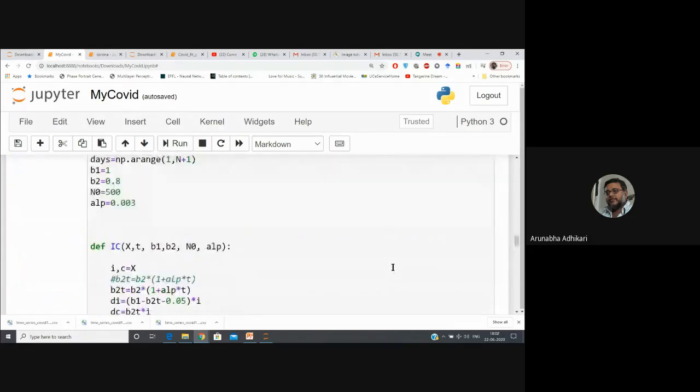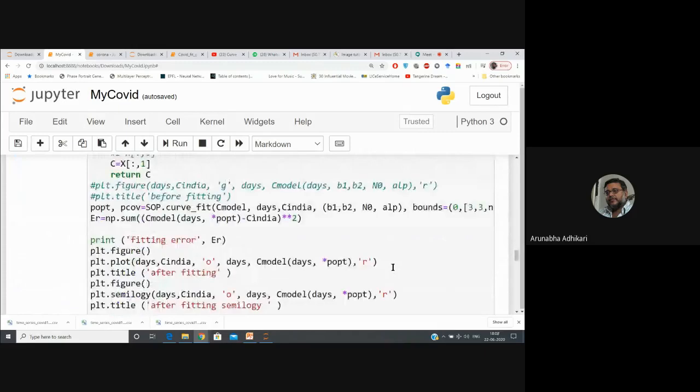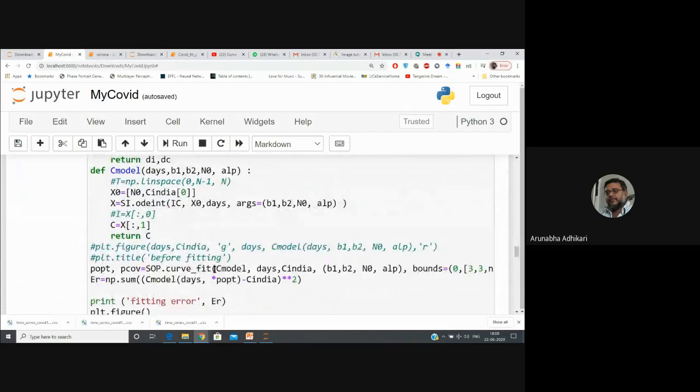The only difference here is that I again want to fit the data, but the only problem is that my model is not a simple equation like the Gompertz equation. I call it a differential, I call it the C model. The C model is here.